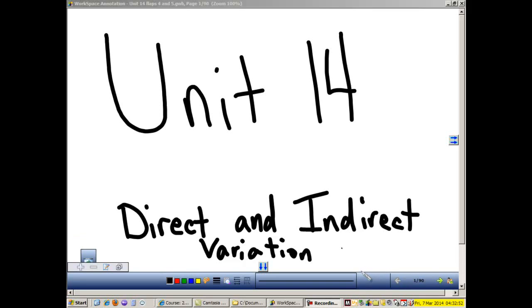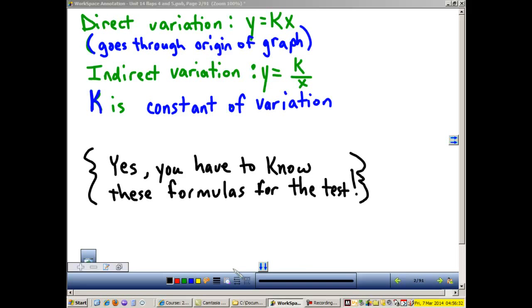We continue Unit 14, Direct and Indirect Variation. This is flap 4 and 5 in our foldable. A direct variation is a relationship between two variables x and y. They can be written in the form of y equals k times x.